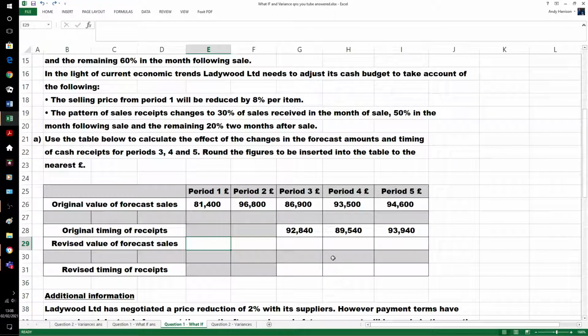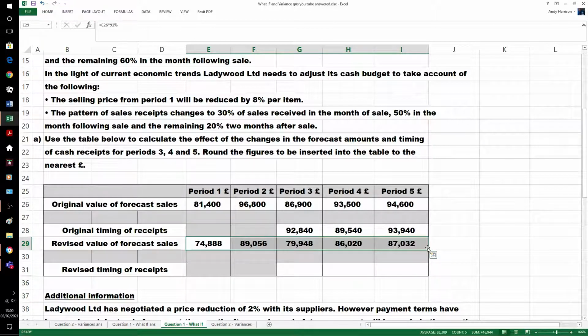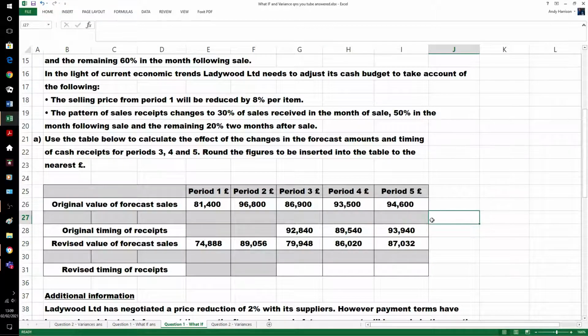So first thing to do is the revised value of our forecast sales. Well, that's actually just fairly simple. It's the original sales at 92%, which takes 8% off, of course. And I'm on a spreadsheet, so I can whiz that across. So, of course, less sales, 8%. There's a difference between the 8% loss in terms of revenue and the amount in our bank account.